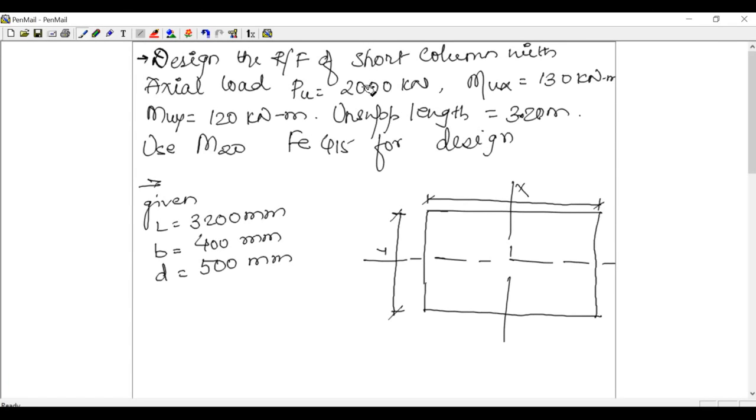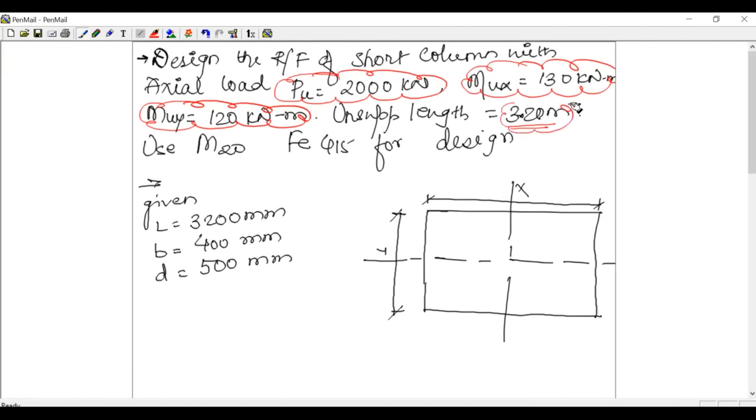So the axial load applied on this column is this. This is bending along your major principal axis, that is, x is your major principal axis. This is bending along your minor principal axis. So we have bending in both directions, so this problem is axially loaded with biaxial bending. The unsupported length given is 3.2 m. They have directly given the unsupported length.